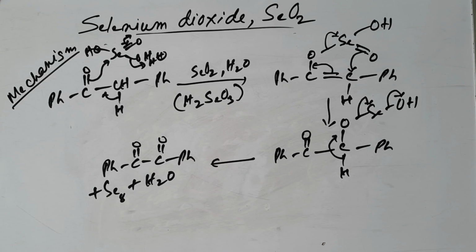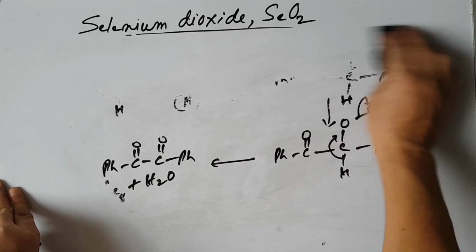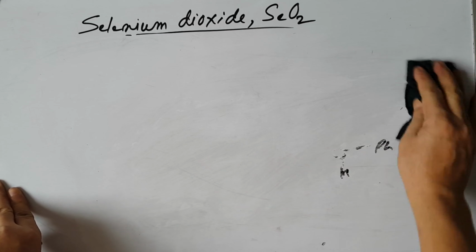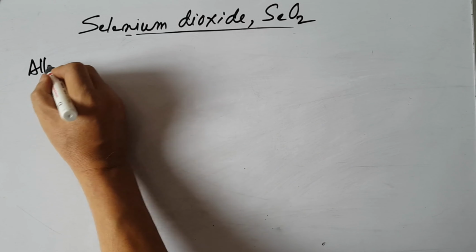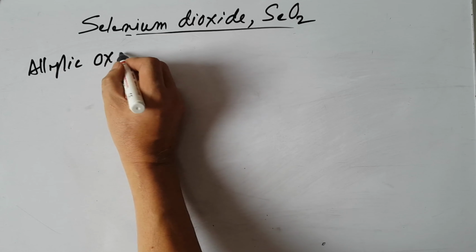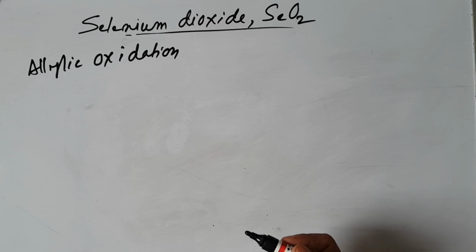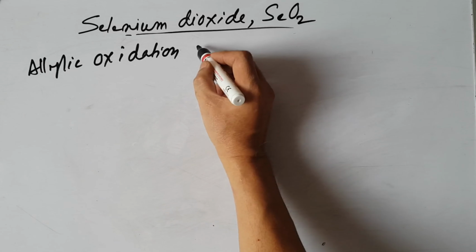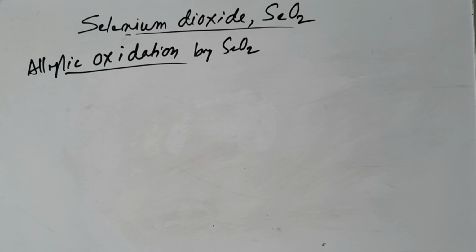So this is about the oxidation of reactive methyl and methylene groups. So selenium dioxide can also be used for allylic oxidation. So I write down here another important application of selenium dioxide: allylic oxidation. We have discussed earlier the oxidation of reactive methyl and methylene groups. Now we will see allylic oxidation by selenium dioxide.